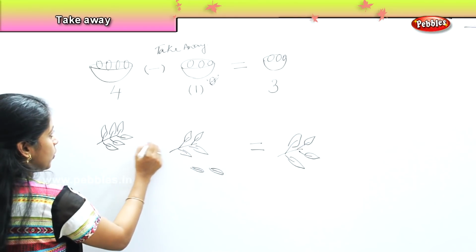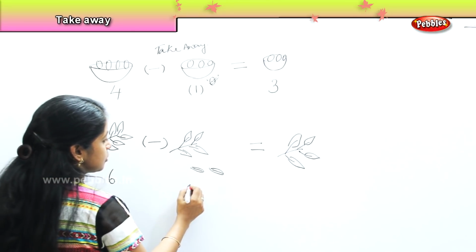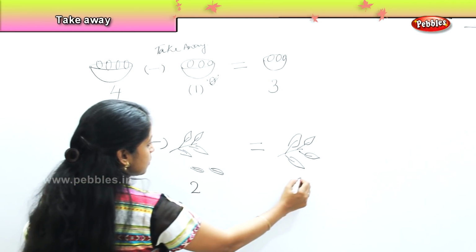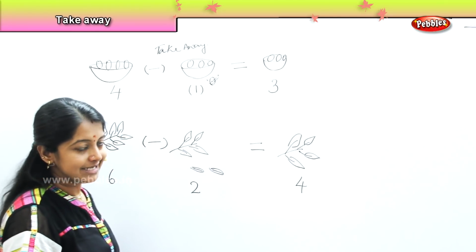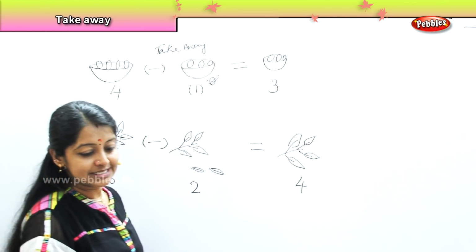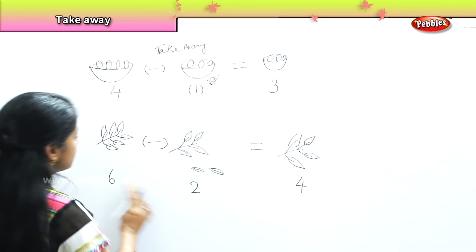Right. So, how will I write? 6 minus 2 is equal to 4. Is it clear, children? Is it interesting to learn? Shall we do it with one more example?